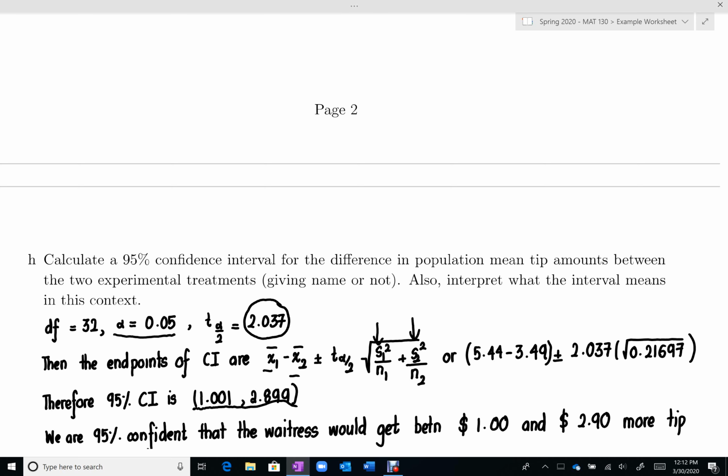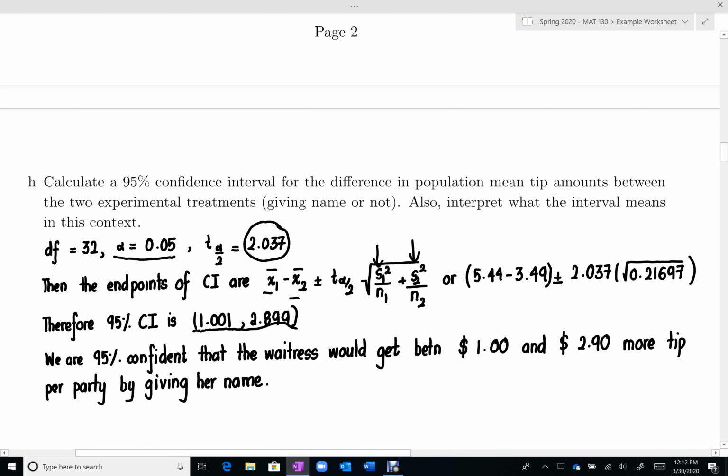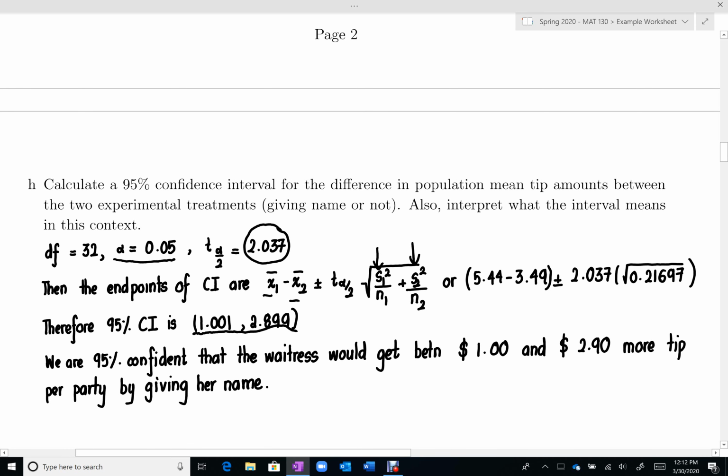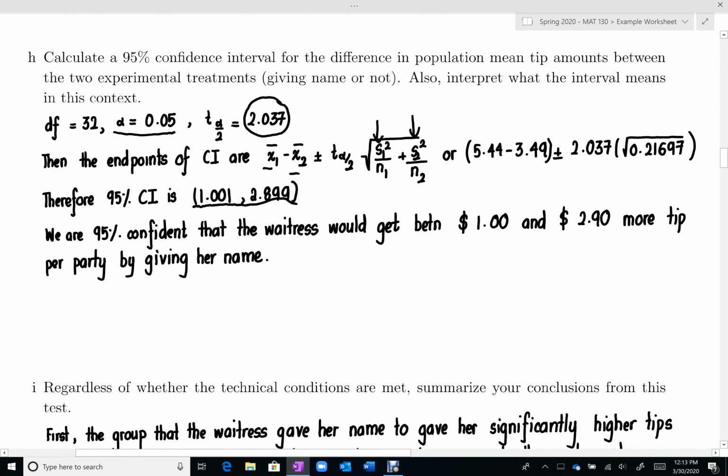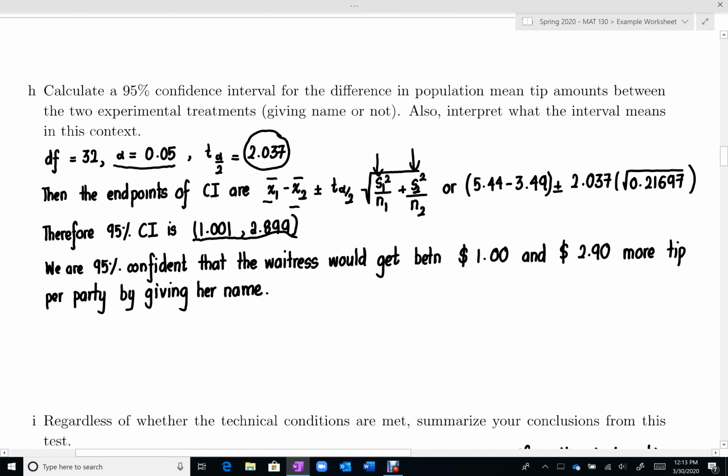So what this means is we are 95% confident that the waitress would get between $1 and $2.90 more tip per party if she used her name. Right, so that's what that means. So we're 95% confident that the waitress would get between $1 and $2.90 more tip per party by giving her name.